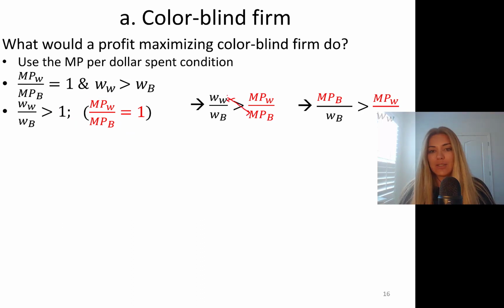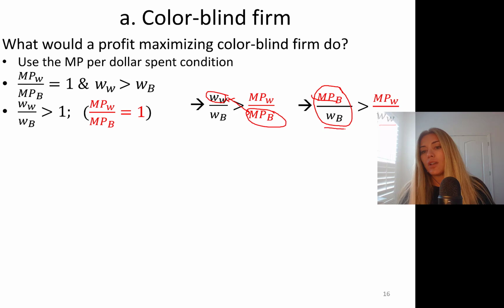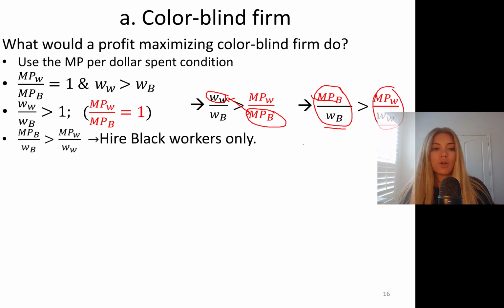Exchange these: move WW to the denominator on the right-hand side, and move the marginal product of black workers to the numerator of the left-hand side. What you see here is that for $1 spent on hiring a black worker, you actually get more output compared to $1 spent hiring a white worker. So I am going to hire all black workers. This colorblind term is weird. I find it strange.